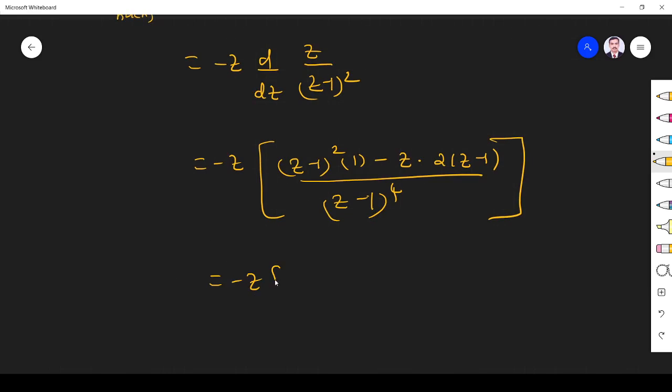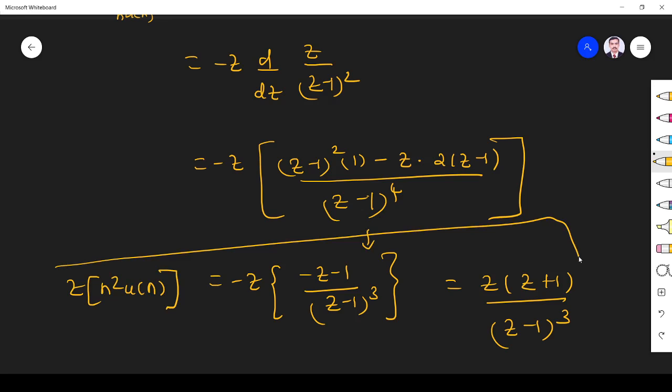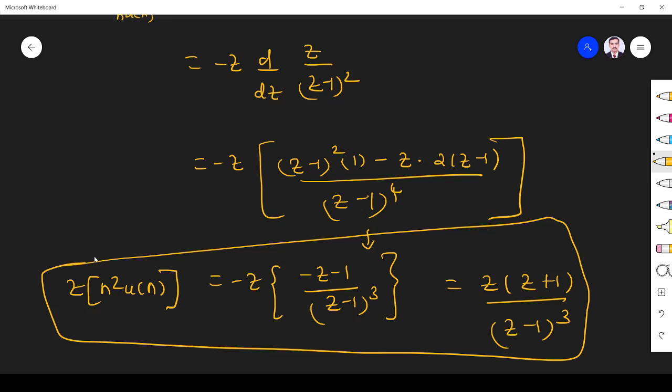So minus z, you get minus z times minus z minus 1 divided by z minus 1 whole cube, right? So if you simplify, you will get z into z plus 1 divided by z minus 1 whole cube. That's what is the transform of n squared into u of n. So if we simplify this, you will get this one, and finally our answer is this one.